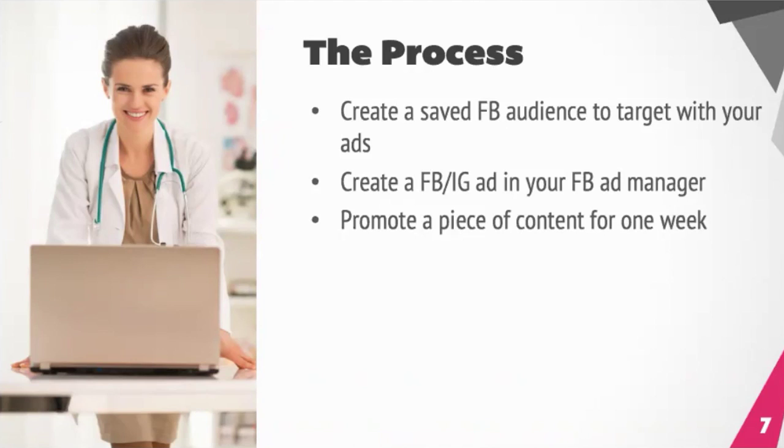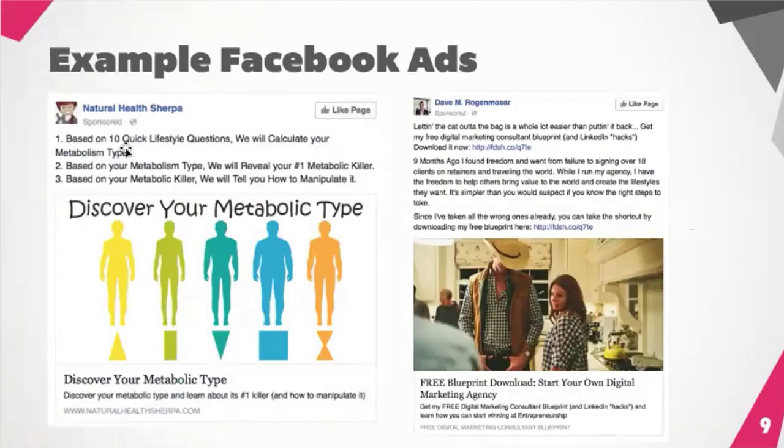And then, here are examples. One from the Natural Health Shaper, they're promoting a quiz to find out your metabolic type. So that is a lead magnet ad that gets people to come to your website, take the quiz, and then opt in. On the right-hand side is another ad. Again, this is for a blueprint, a lead magnet. So again, these are the type of ads that should really read as conversational posts, and they just get promoted and ultimately get people to take action.